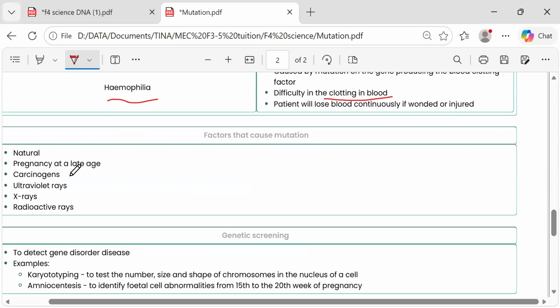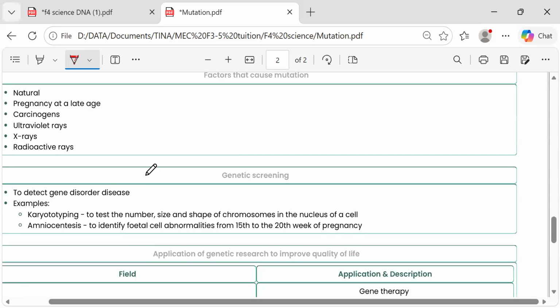Causes include late age pregnancy, too many carcinogens, eating too many Skittles and Twisties, and radiation. How can you prevent this? Doctors will ask you to screen the baby, checking for genetic disease before having the baby.